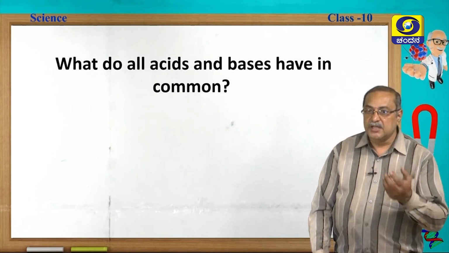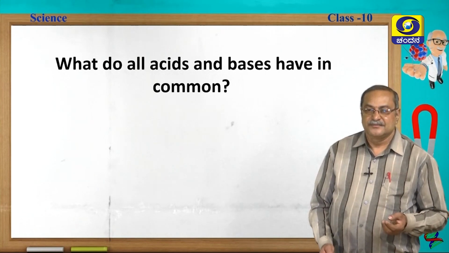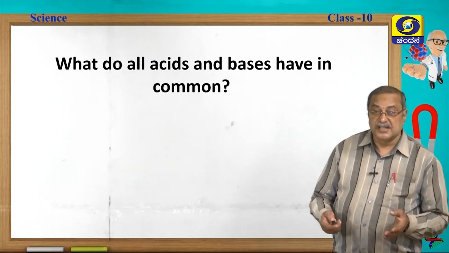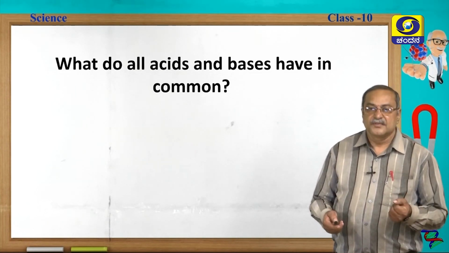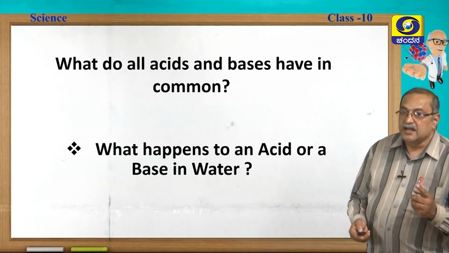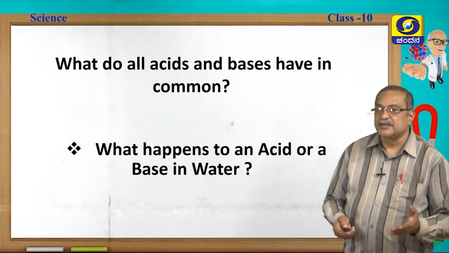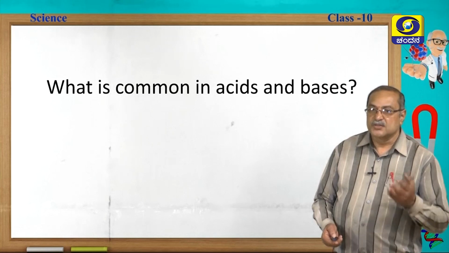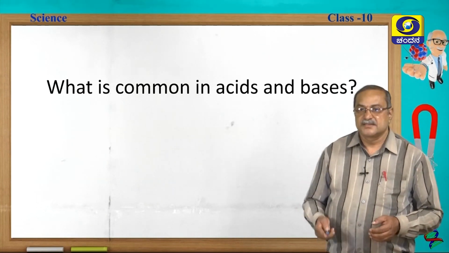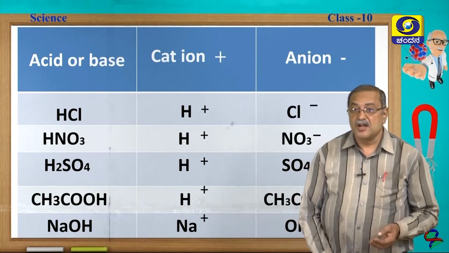Now, we are going to learn what do all acids and bases have in common. So, both they have common, no? Because they have to react with each other to form neutralization reaction. So, what they have in common we will see, okay? And also what happens to an acid or a base in the water. So, these points we are going to learn in the part 2, okay? Clear now? So, first we are going to learn about what is common in acid and bases, okay children. Now, we will come. So, acid or bases, what they have common, we will see this one.